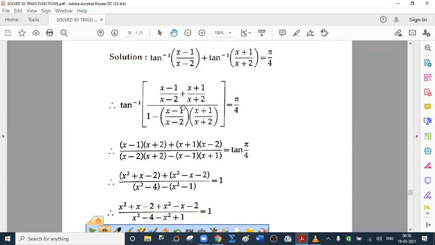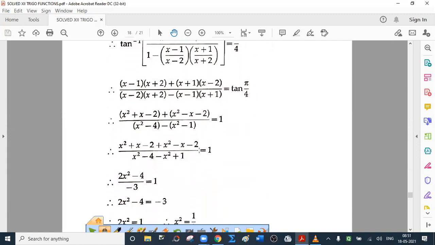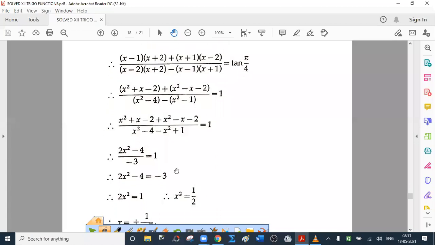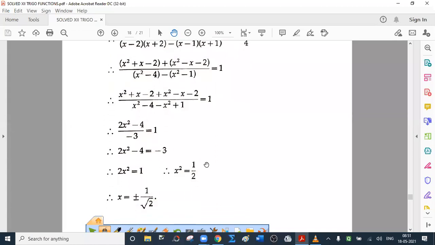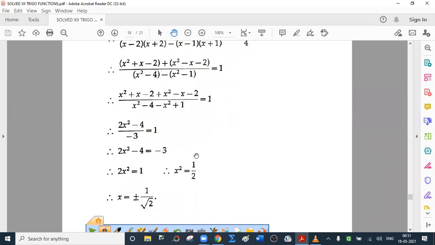Okay. Now x plus 2 into x minus 1 plus x plus 1 into x minus 2 upon what? x minus 2 x plus 2 minus x minus 1 x plus 1. Simplify, obtain equation. That equation is 2x square equal to 1. So x square equal to half. So x equal to plus minus 1 by root 2. So this is the answer.